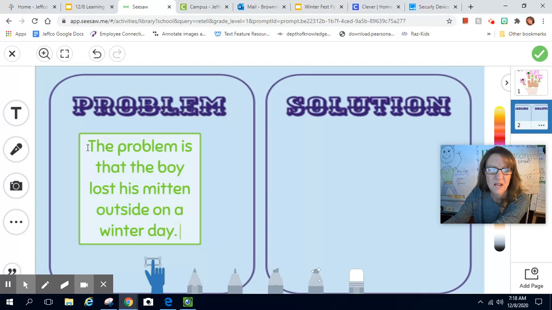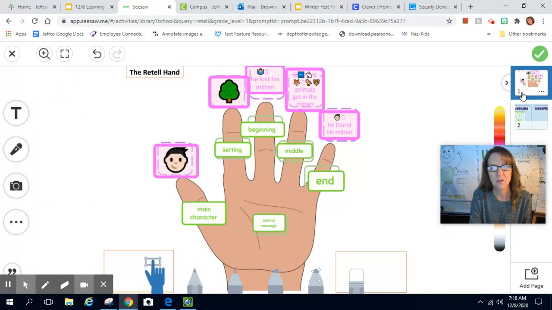And then what is the solution? So I want you to think about, what is the solution? How did he solve his problem? So I want to leave that one for you to figure out and you to share. So Mr. Cottingham and I are really looking at, can you use your Retell hand, 5-finger Retell? Can you place the events in the right spot on the Retell hand? And then thinking about that central message or lesson. That's the heart of that story. We want you to be thinking about that, because we're going to be talking about that and identifying and describing those in our next stories.